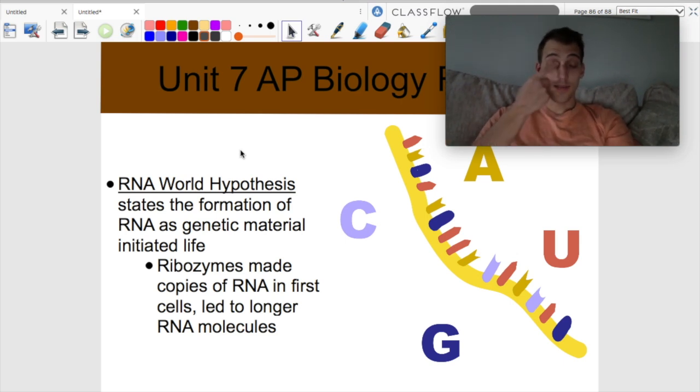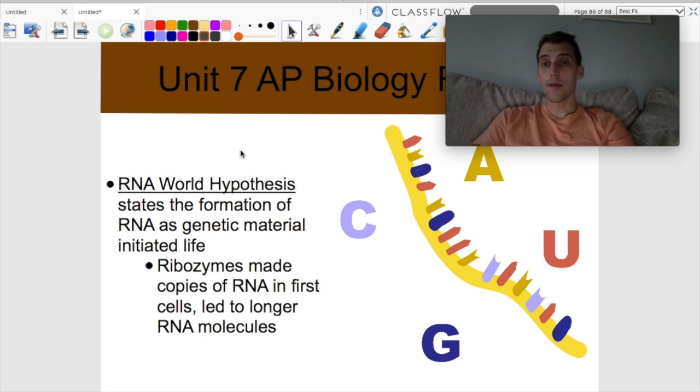So special enzymes called ribozymes made copies of RNA in the very first cells, and have led to longer RNA molecules. And this has been studied, that ribozymes are able to copy RNA in a particularly interesting way, which makes it possible for copying RNA and passing it down to offspring. So that's pretty cool to think about.